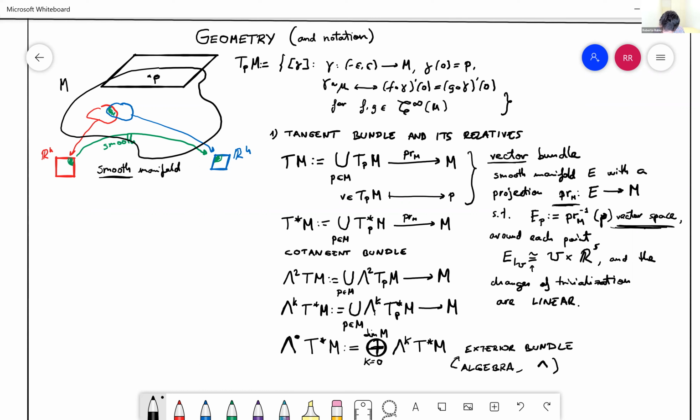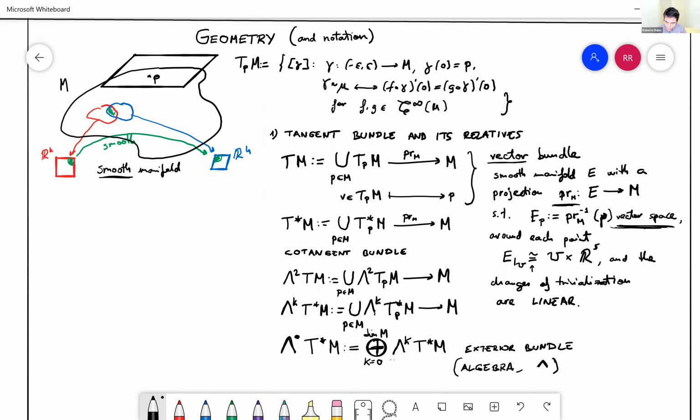I haven't said what sections are yet, but let me just say this will be an algebra with the wedge product of forms. Remember, an algebra is just a vector space. So I know how to sum these things because they are all vector spaces, and I know how to multiply by a scalar. And now I have this operation, the wedge product, that will allow me, for now pointwise, to give another element in this exterior bundle.